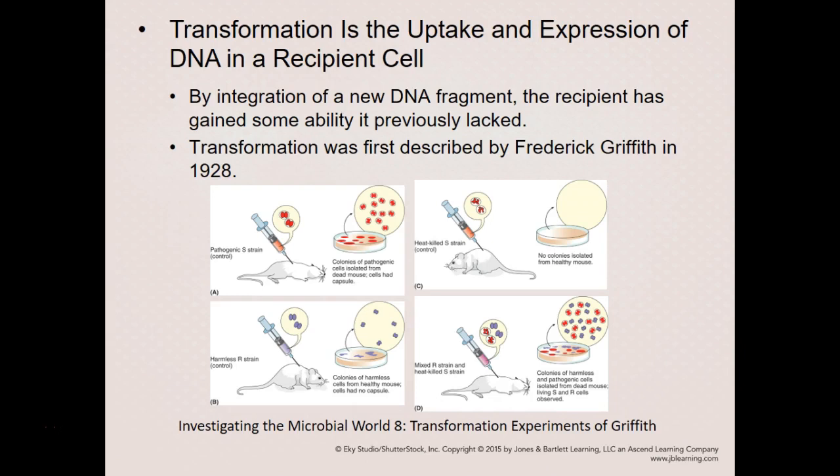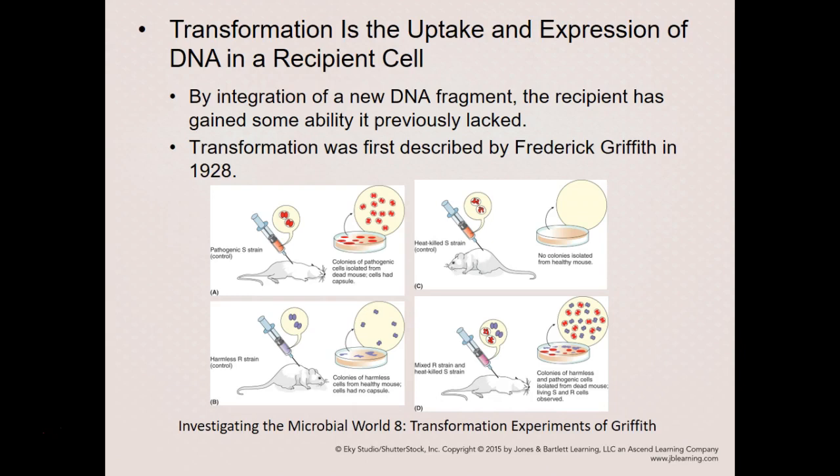So then he's like, okay, so smooth killed and rough unkilled don't cause infections. Let's put them both in and see what happens. The rat actually got sick and died. And when he looked at what type of colonies there were, both smooth and rough colonies were found. And he was totally baffled. He was like, what? What is going on?